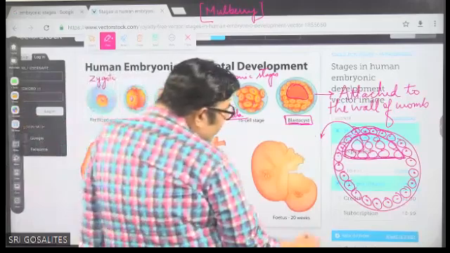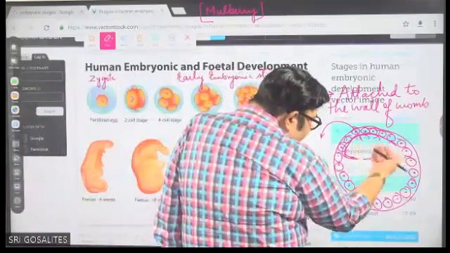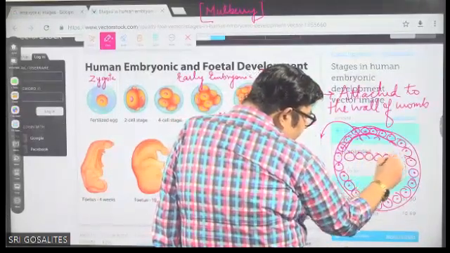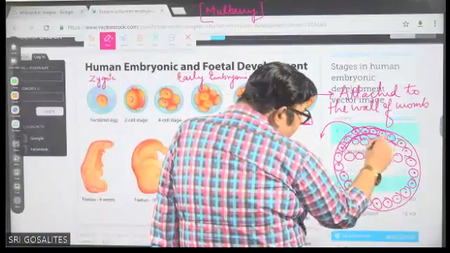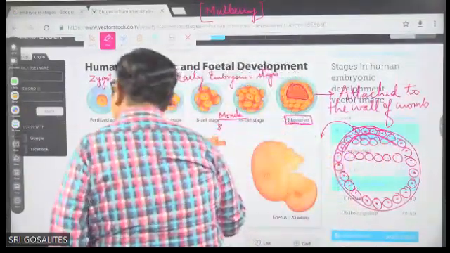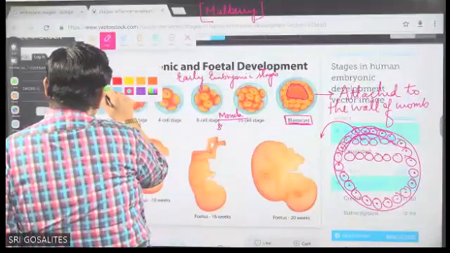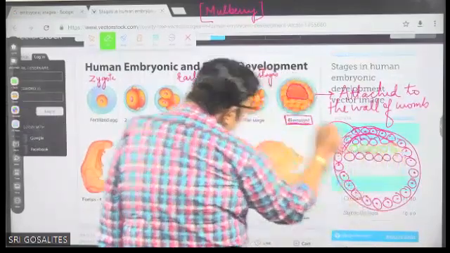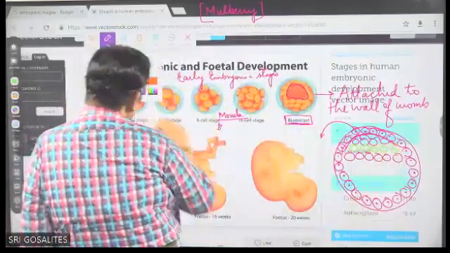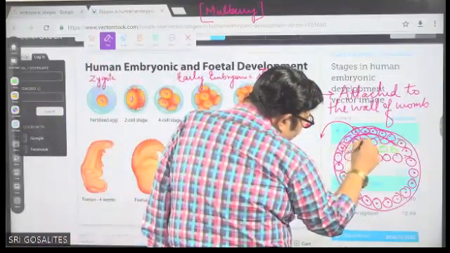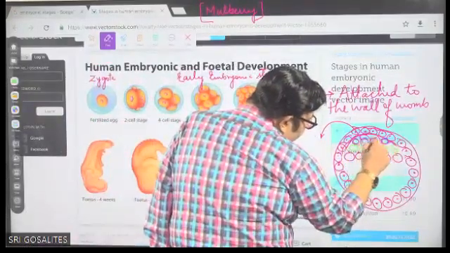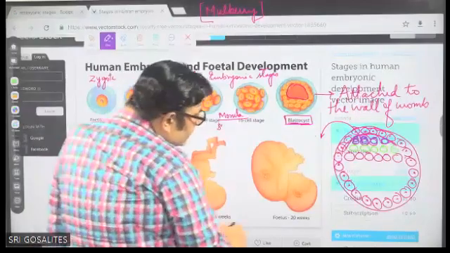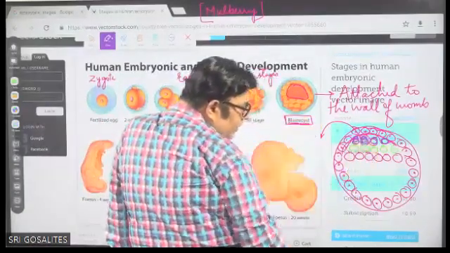Then a very important thing happens here: there is formation of 3 layers, one inner layer, one outer layer, and a middle layer. Let me show them by different colors so that you can appreciate them. This one is the outer layer, the middle layer, and the inner layer. These 3 layers are going to make the body organs.